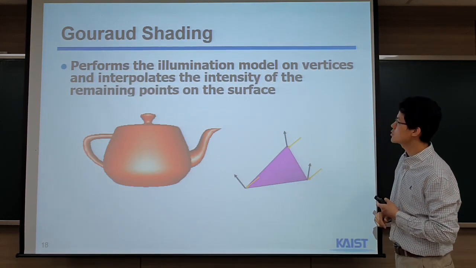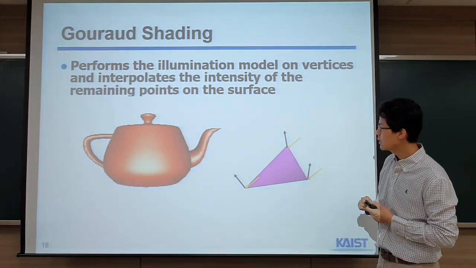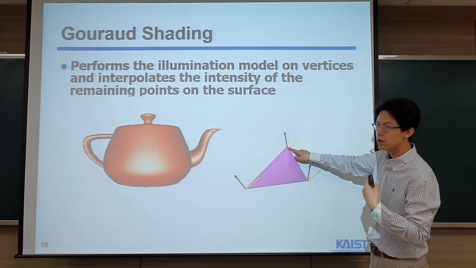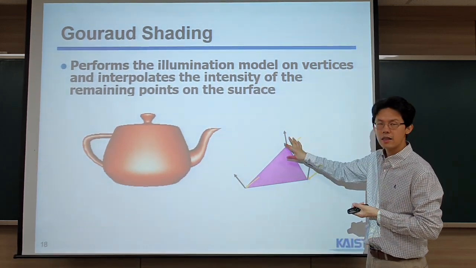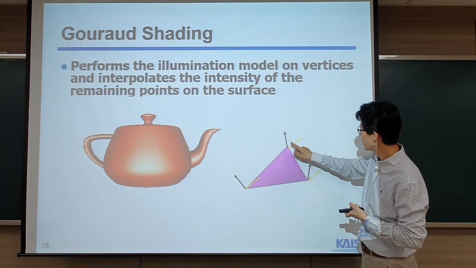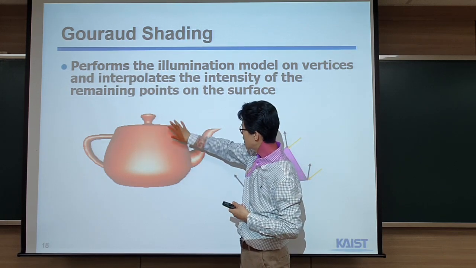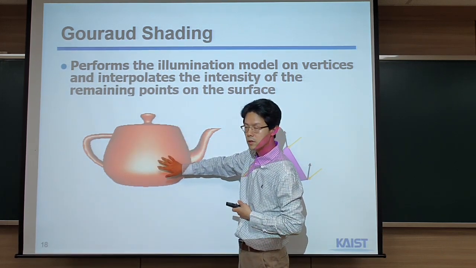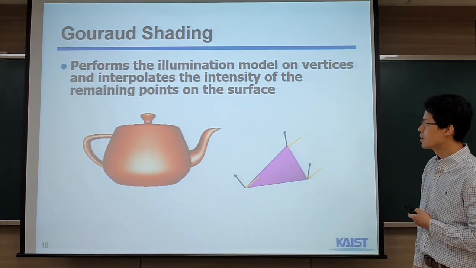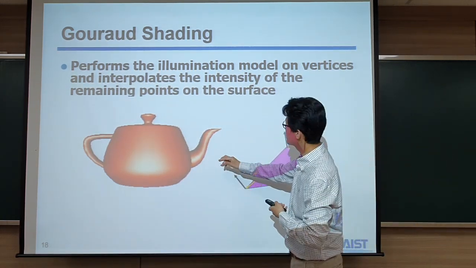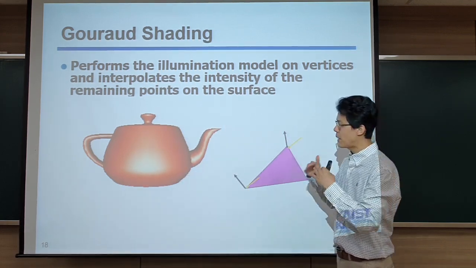Another approach is Gouraud shading. For each vertex we have the normal, right? Based on that, we evaluate our illumination model for each vertex. And then we interpolate the colors that are computed from each vertex. Based on this, we can get a smoother rasterization result. This is known as Gouraud shading. But nonetheless, you can still see the boundary of the triangle.